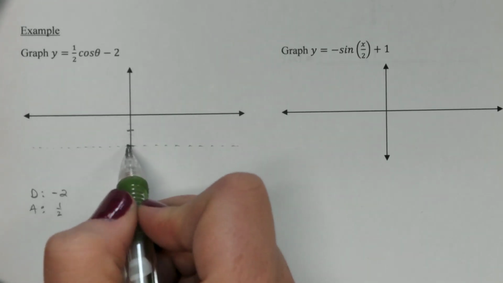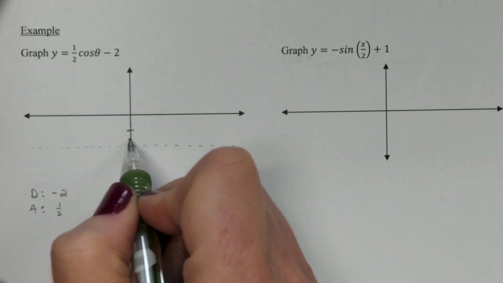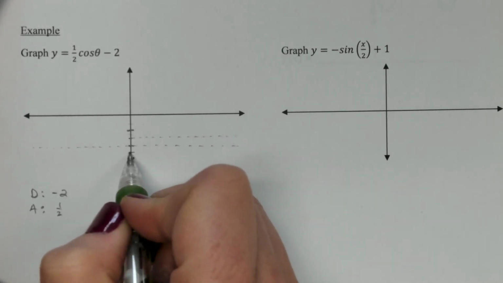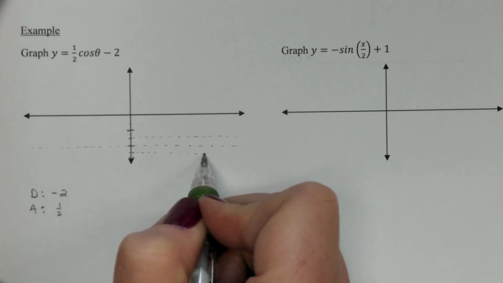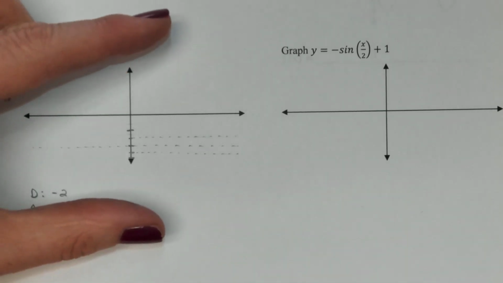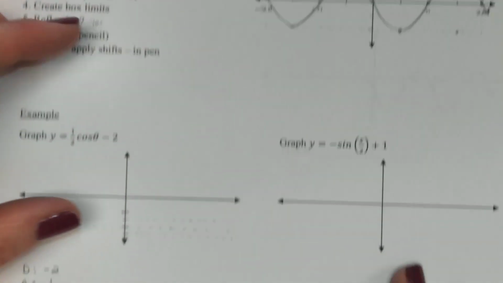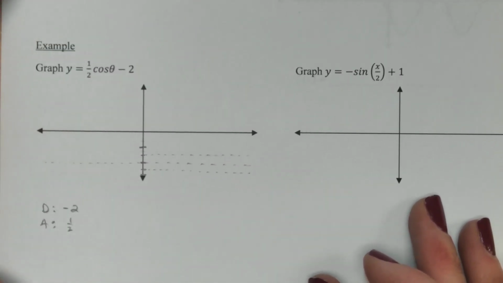And then I'm only going to go a half up from there and a half down from there. So this is going to be your slinky, super shrunk compared to this one where we were kind of stretched up a bit. This one's going to be super tiny, squished down.